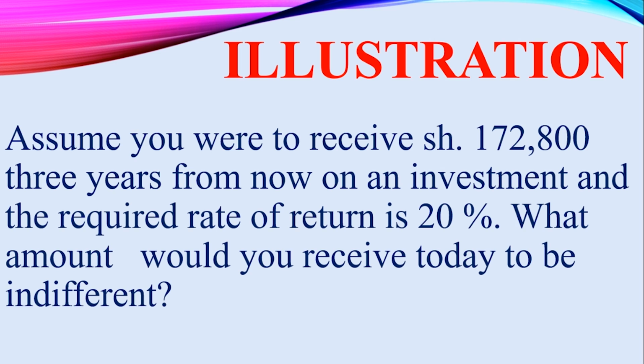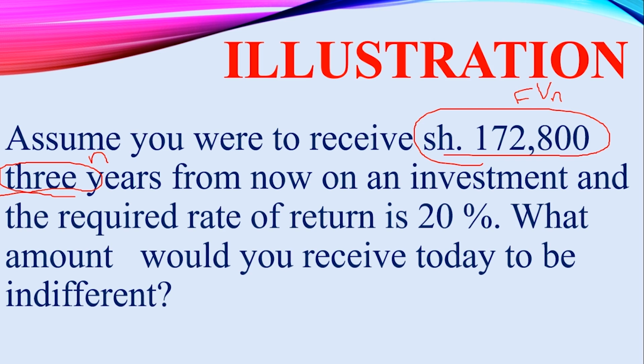Look at that. It's saying you are expecting that in 3 years' time, so that is our N, you are going to receive 172,800. This amount is not being received today. You are expecting it in 3 years, and therefore this is our future value, right? Then the required rate of return is 20%.